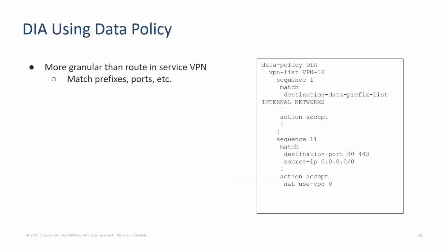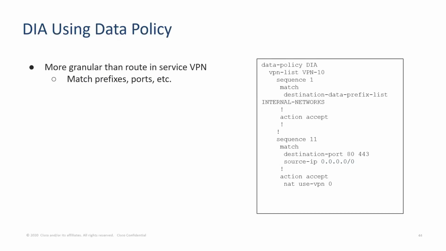The more granular option is to use data policy. You see one here on the right-hand side, which is one of the policies I've been using. The first sequence here, we're going to match on internal prefixes. This is quite common when you use a policy like this, that you match on your internal networks, which is normally the RFC 1918 networks, such as 10.0.0.0/8 and so on. And the action is just accept.